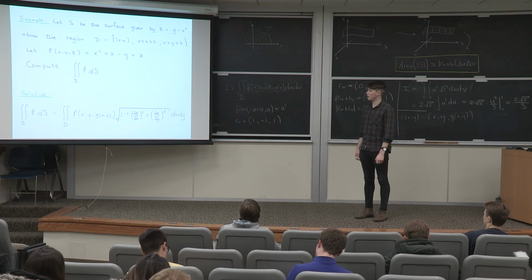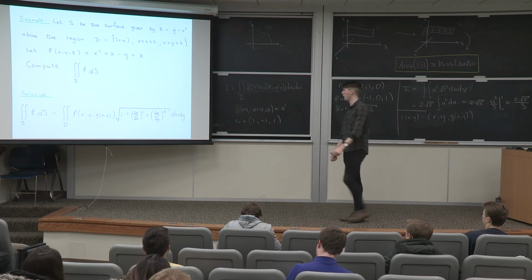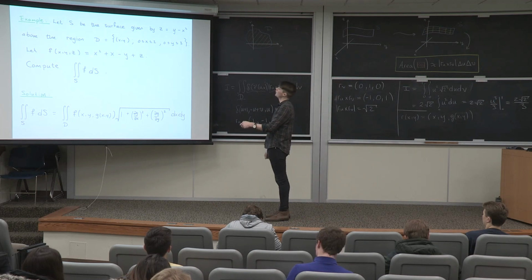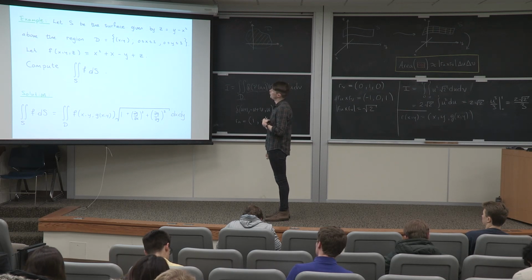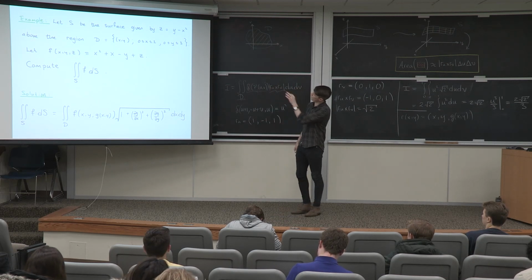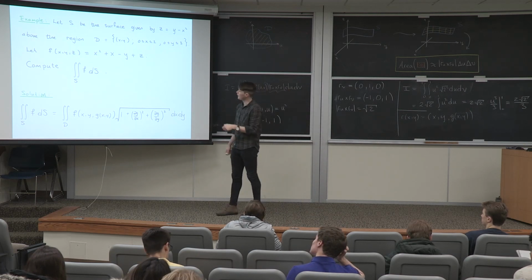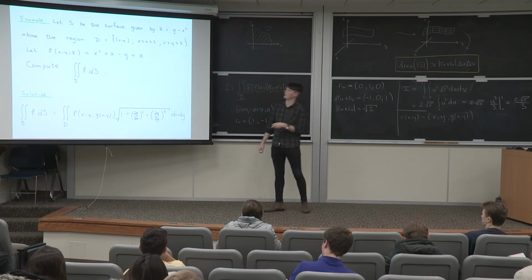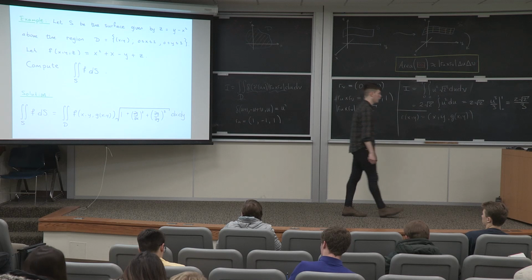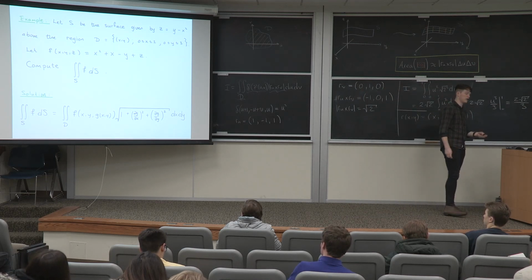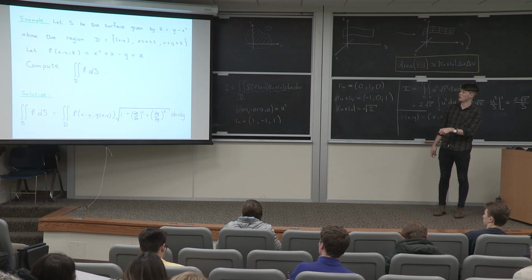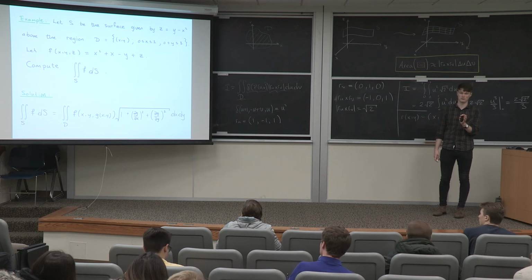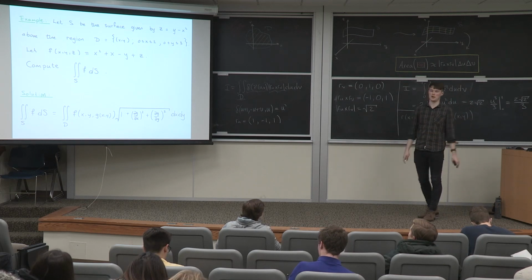So, an example, which you guys are going to do in groups. Let S be a surface given by z equals y minus x squared above the region D equals this set of x's and y's. Let f be equal to this. Compute the integral of f over this surface. I'm going to give you a couple of minutes just to figure out how to set up this integral. You don't need to finish it out. Just make sure you understand how to set this up. So, in pairs, talking.